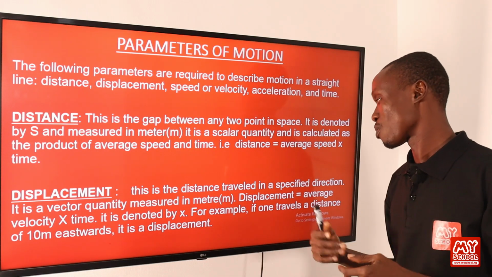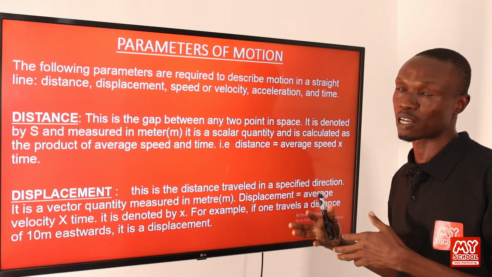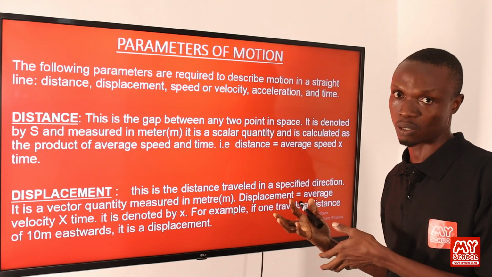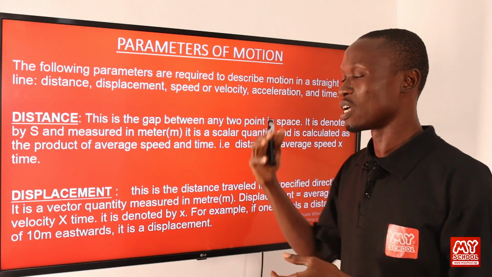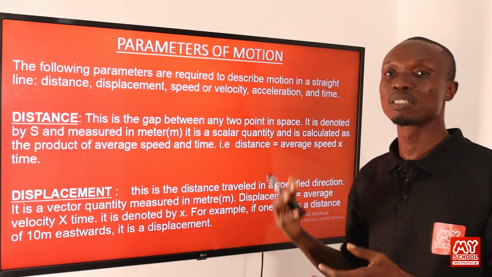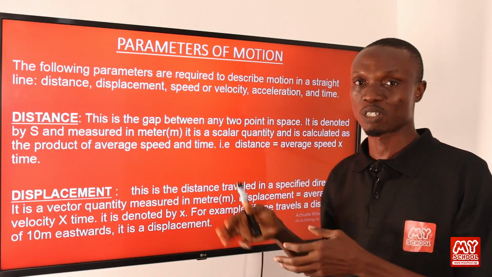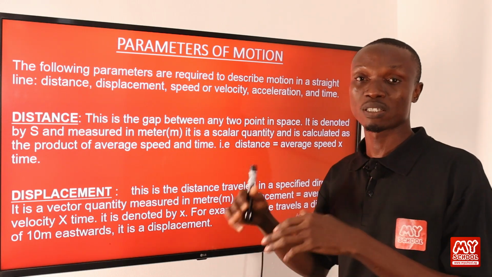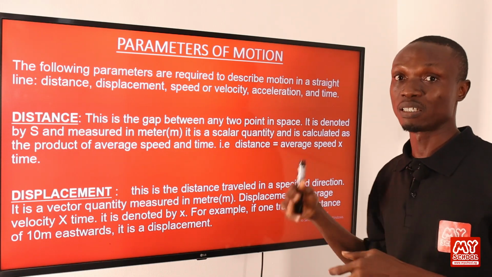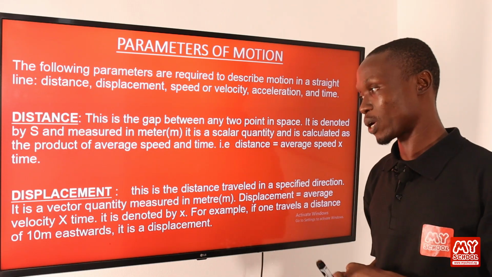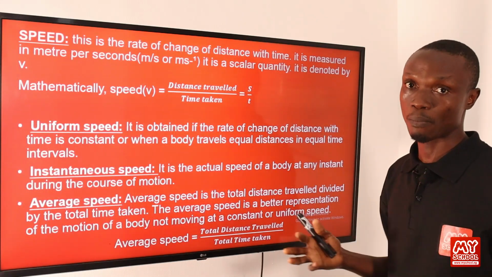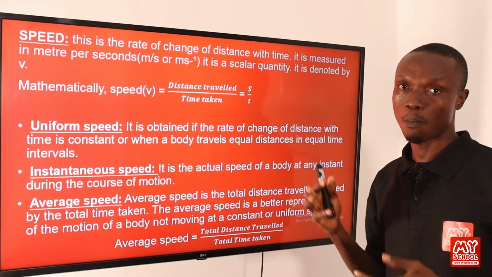For example, if one travels a distance of 10 meters eastward, it is a displacement. The reason for that is because displacement has to do with distance traveled in a specified direction. So in talking about displacement, it is important to specify the direction of the motion. So let's move to the next slide to discuss other parameters used in describing motion.